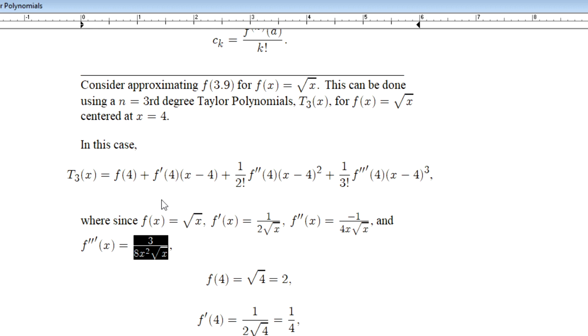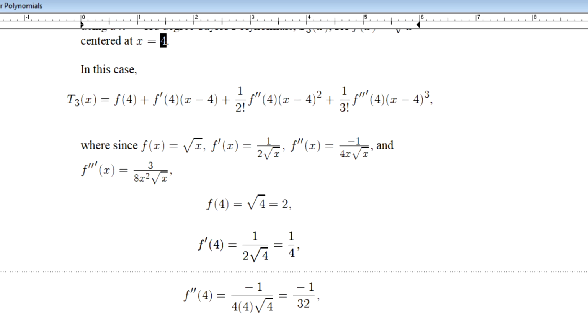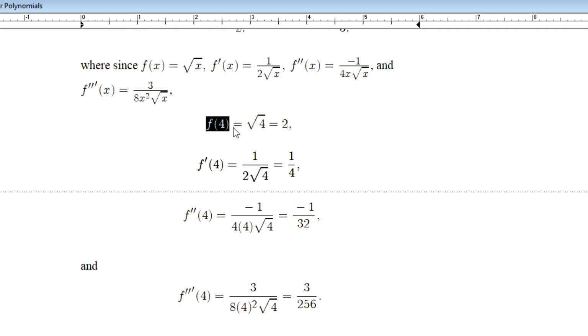Once I find these first 3 derivatives used in my calculation here, I'm just going to go ahead and evaluate them at this location where I'm centered. So f of 4, f prime of 4, f double prime of 4, and f triple prime of 4. I can evaluate all those at 4. And with a little arithmetic, right, I can obtain 2, 1/4, negative 1/32, and 3/56 from those values.